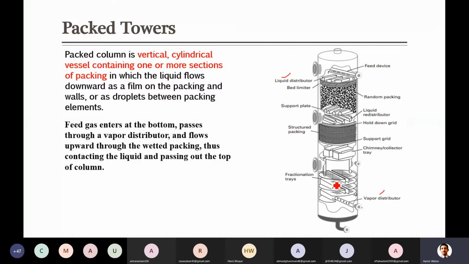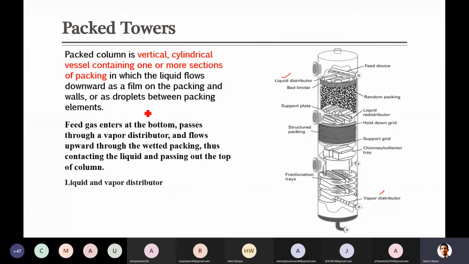So in order to provide uniform distribution for both the liquid and vapor, when they enter from the main feed line, they move through the distributor, and they are distributed throughout the column with the help of these distributors. When the vapor passes through the distributor, it flows upward through the wetted packing. Wetted packing means the packing which is wetted with the liquid. Liquid has some film on the surface of that packing, and vapor will come in contact with that. At the end, gas will leave from the top, and liquid which is moving down will leave from the bottom.